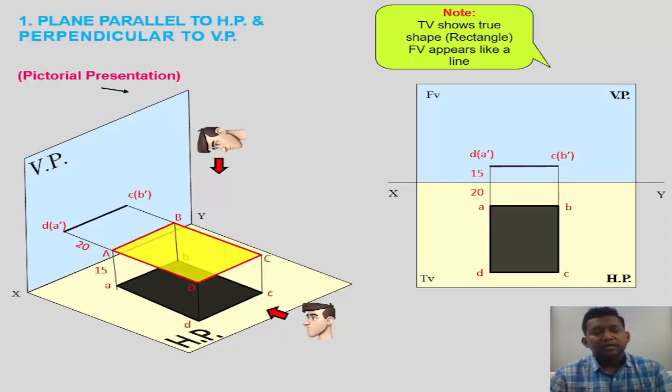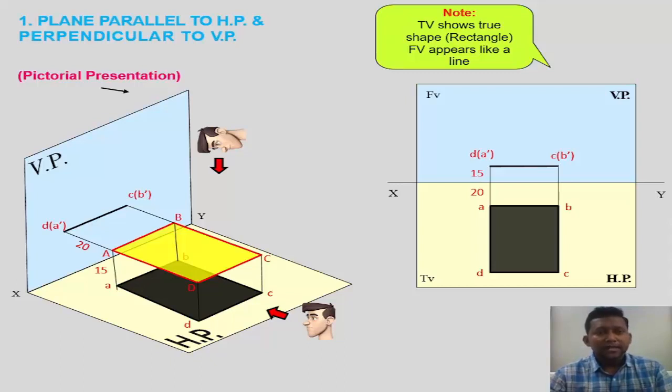Okay, so with what view will we start first? That's very important. We start with whichever view you are able to see the true geometrical shape. If I say a pentagonal plane, what is the true shape? It is nothing but a pentagon. If I say a circular plane, what is the true shape? It is nothing but a circle.